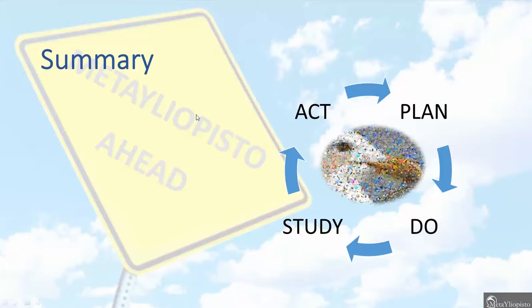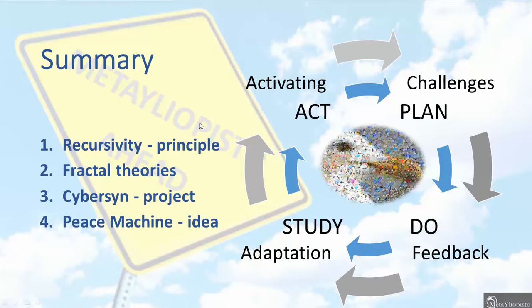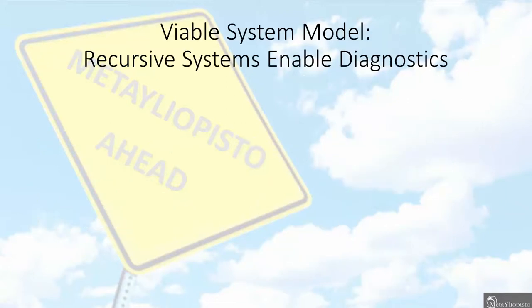Then the final summary here: activation, challenging, feedback, adaptation, and the final view of what we have discussed. The summary contains the recursivity principle, fractal theories, the cumbersome project, and the peace machine idea. I will tell something about them now.